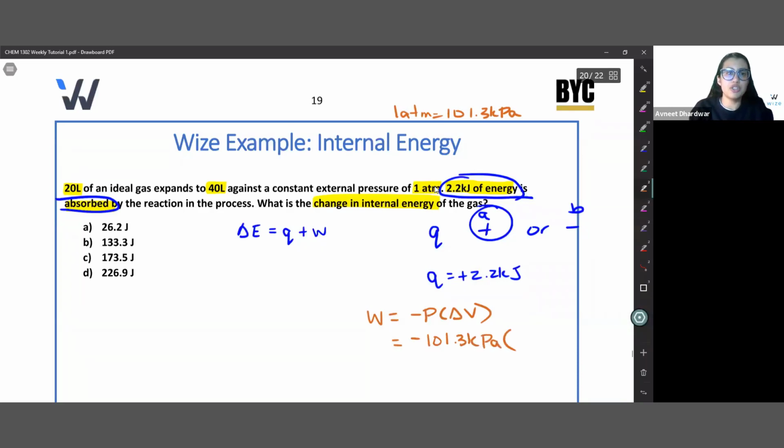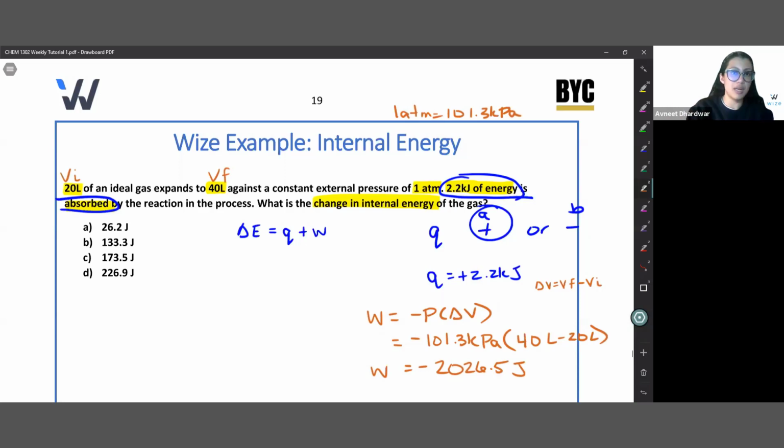For the volume, delta V is the final volume minus the initial volume. It says 20 liters of an ideal gas expands to 40 liters, so 20 liters is your initial volume, and the 40 liters is the final volume after expansion. So you do 40 liters minus 20 liters. It's a little bit of a tricky question. Then we can solve for work, and you get negative 2026.5, and we said the unit of work we get is joules.